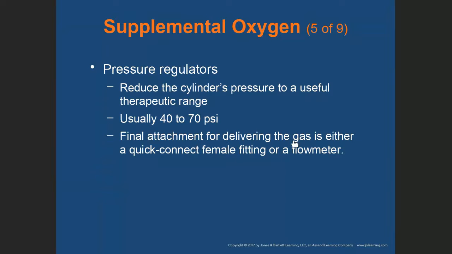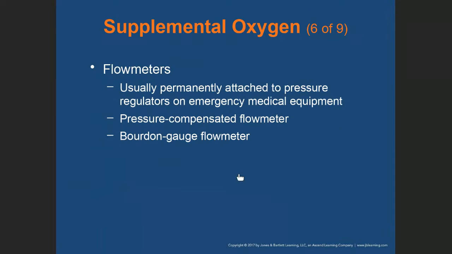Final attachment for delivering gas is either a quick connect female fitting or flow meter. Flow meters are usually permanently attached to the pressure regulators on emergency medical equipment. I have the pressure compensated flow meter. You will see that one more in the hospital setting. That's the one with the ball. So when you turn up the flow rate, the ball goes up. And you have the Bourdon gauge flow meter, which is the one that is used more commonly in EMS.